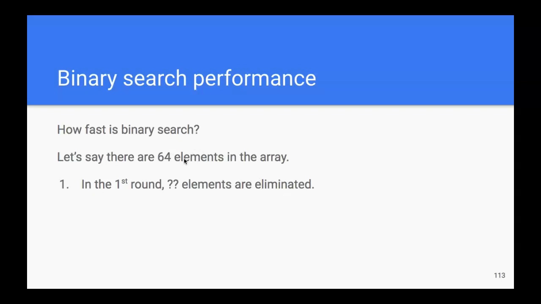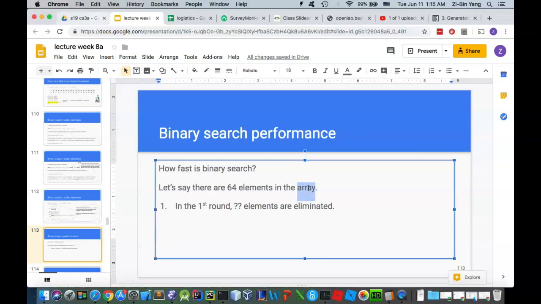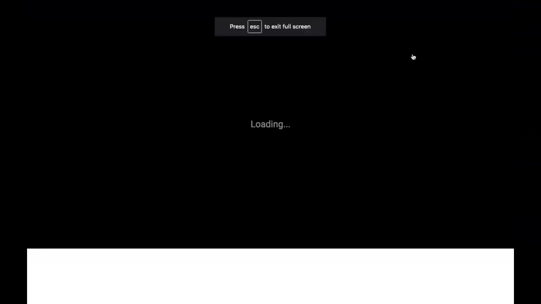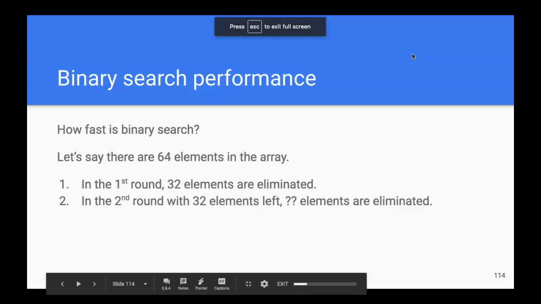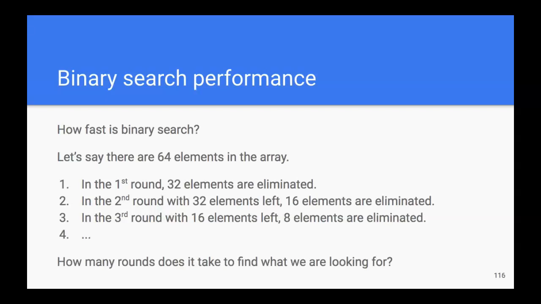Let's say the list has 64 elements. Not an array, apologies. In the first round, how many elements are eliminated? Well, half of them. So in the first round, 32 elements are eliminated. In the second round, with 32 elements left, how many are eliminated? Half of them, 16. Third round, half eliminated, 8 of them are eliminated, and so on and so forth.